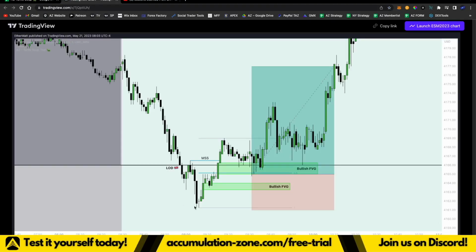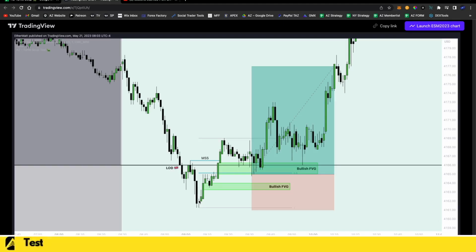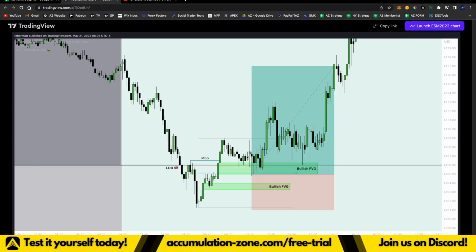Right here at 9. We had our market structure shift at 9. With the market open, we held support in this bullish fair value gap. Very similar setup. We shifted market structure. That's the low of the day. We got our pullback into this low of the day level. That looks like the exact same setup.